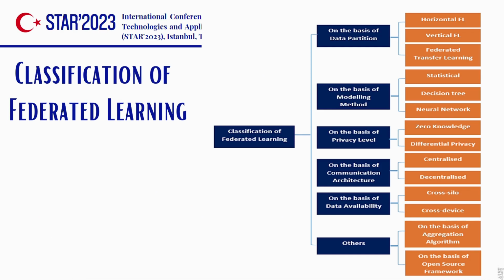Now let's cover the classification of federated learning. In the literature review, we have found that the FL method or approach can be classified on the basis of the data partition. So we have horizontal, vertical, and federated transfer learning. It can be divided on the basis of the modeling method. So we have statistical, decision tree, and neural nets. And on the basis of privacy levels, we have zero knowledge and differential privacy. On the basis of communication architecture, we have a centralized and decentralized manner. On the basis of data availability, we have cross-silo and cross-device, and we have others like the aggregation algorithm. The definitions and details of these concepts are all in the paper.